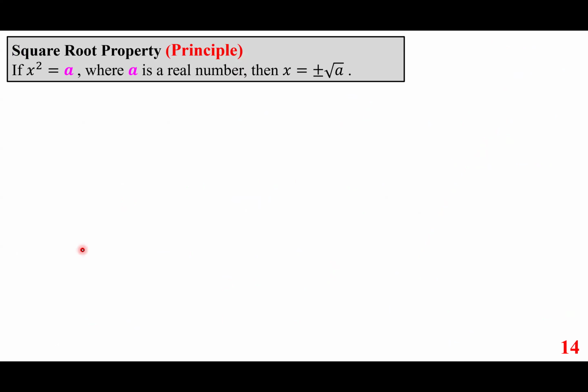Square root property: the principle indicates if x squared equals a, where a is a real number, then x is plus or minus the square root of a. Example, x squared is 49, x is plus or minus the square root of 49, which is plus or minus 7.